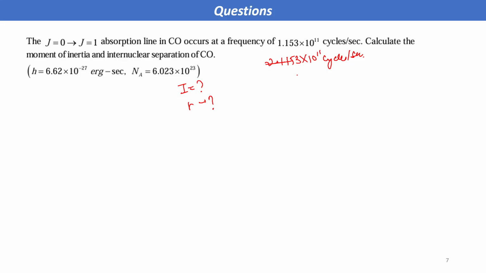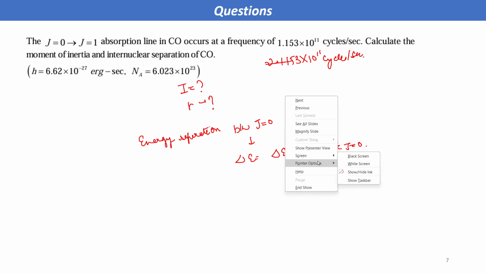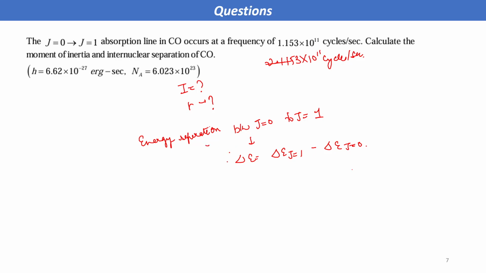So how will we calculate it? As we know, the energy separation between J equals to 0 and J equals to 1 is given by delta E, which is equal to E of J equals to 1 minus E of J equals to 0, which will be equal to h square upon 4 pi square I. And we know that energy is equal to h nu. So from frequency it will be delta E by h.